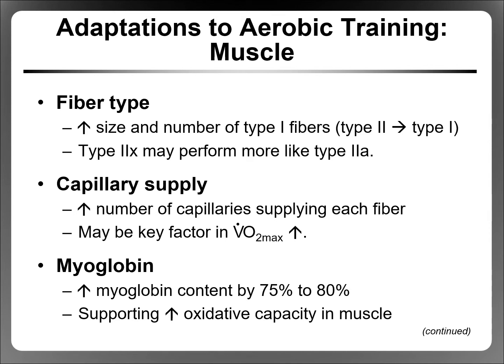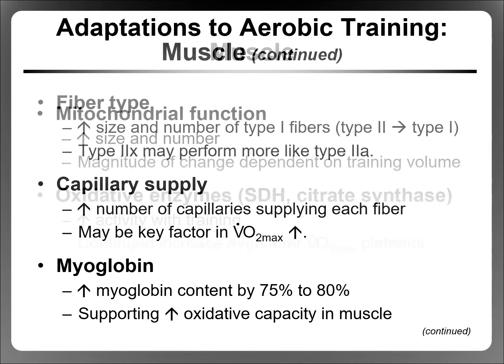We will increase the number of capillaries, as we previously discussed with the cardiovascular section, and this may actually be the key factor to increasing our VO2 max. Myoglobin within the muscles, so you know we have hemoglobin going through the bloodstream. Myoglobin is what offloads the oxygen and carries it around the muscles. We're going to see a major increase in myoglobin content as high as 75 to 80%. Basically, this allows us to increase the oxidative capacity of the muscles.